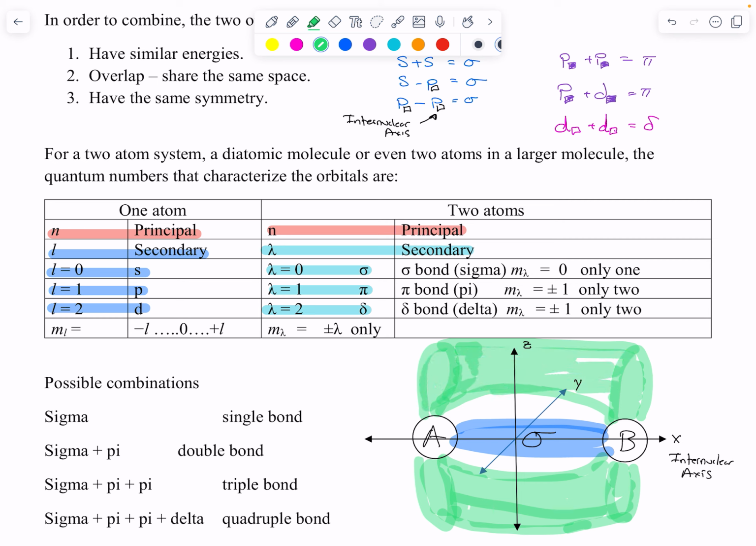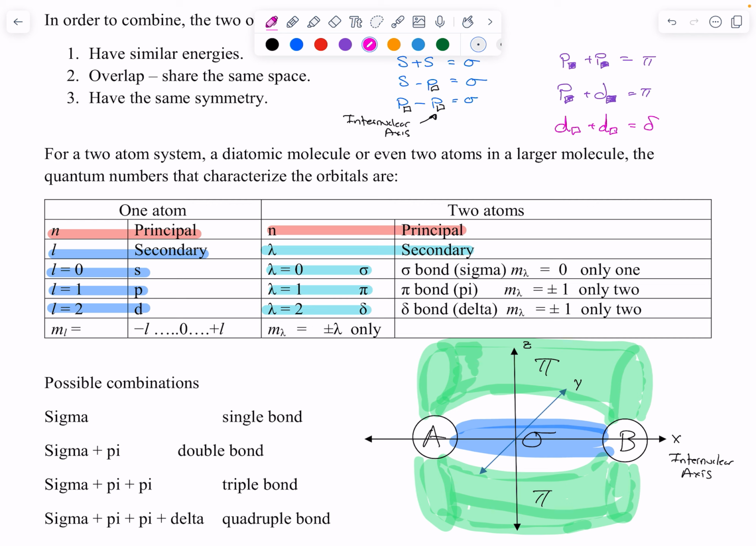That would be a pi bond. So that's where the pi bond would be. And it's both above and below. It's the same pi bond. Now there could be another pi bond, which would be in and out of the screen. It's very hard to draw, but it'd be in and out of the screen.